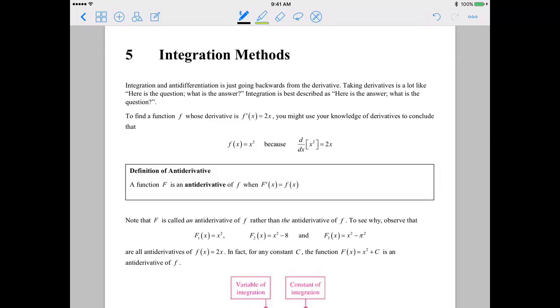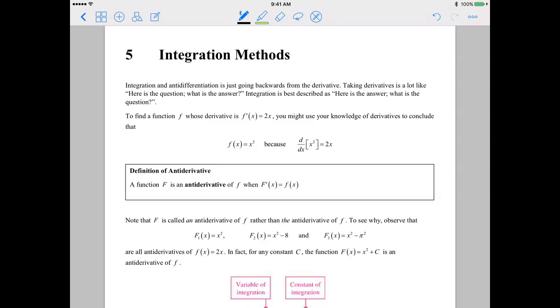Okay, so in the first semester and even in the first part of this summer assignment, we've mostly talked about derivatives. Well, integration and anti-differentiation is just going backwards from the derivative. So to find a function whose derivative is, for instance, 2x, you might use your knowledge of derivatives to conclude that the antiderivative is x squared, because you know the derivative of x squared is in fact 2x.